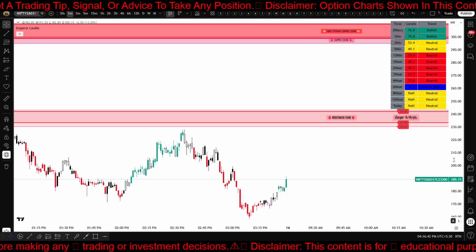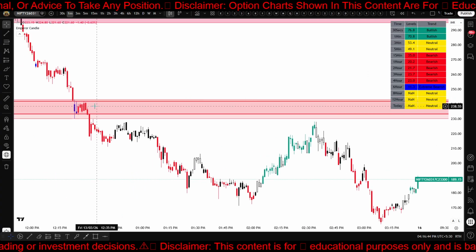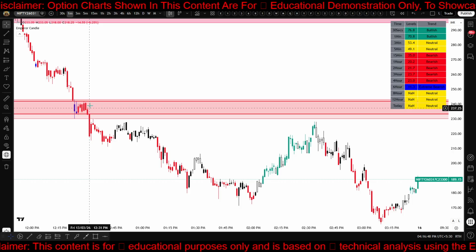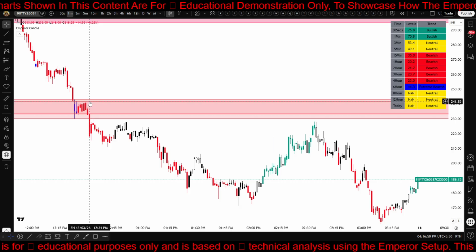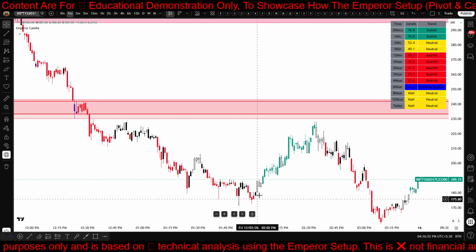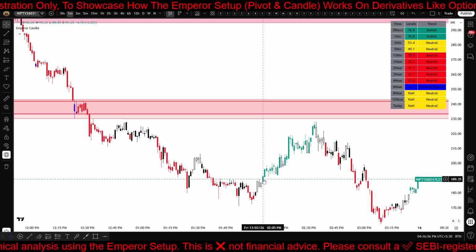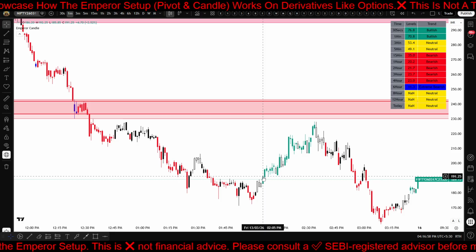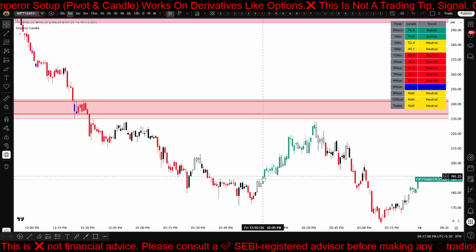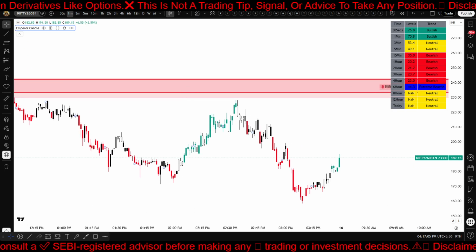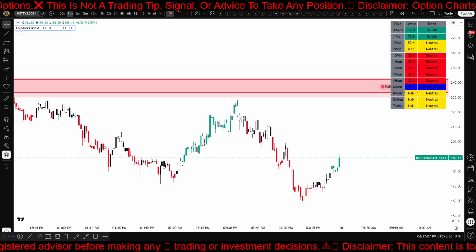Never. If you have shorted, or taken an entry for selling over here, and your stop loss is over here, now you are watching the market and suddenly this candle appears. You have to surely exit from this trade at least for the first part, or you have to book 70 to 80% profit. So never ignore this candle.